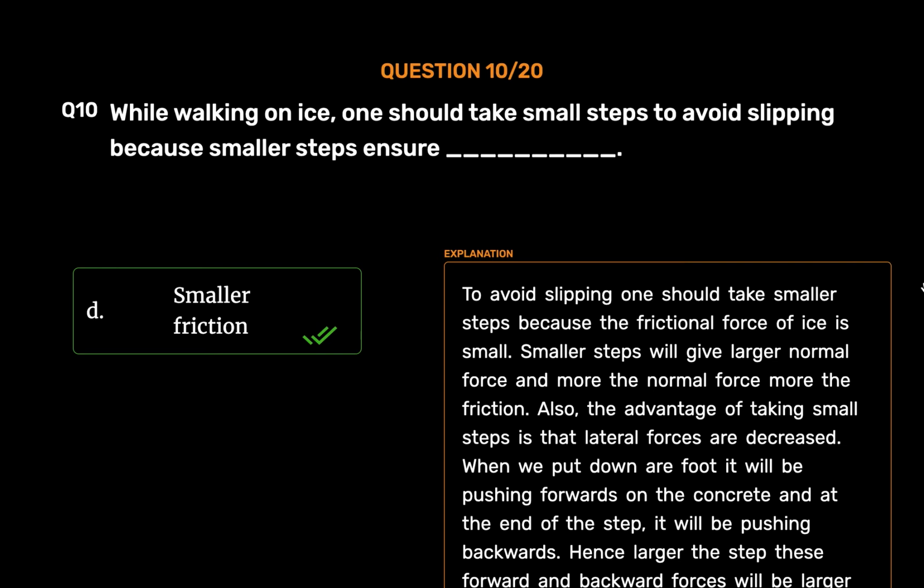When we put down our foot, it will be pushing forwards on the concrete, and at the end of the step, it will be pushing backwards. Hence, larger the step, these forward and backward forces will be larger, increasing the chances of slipping.